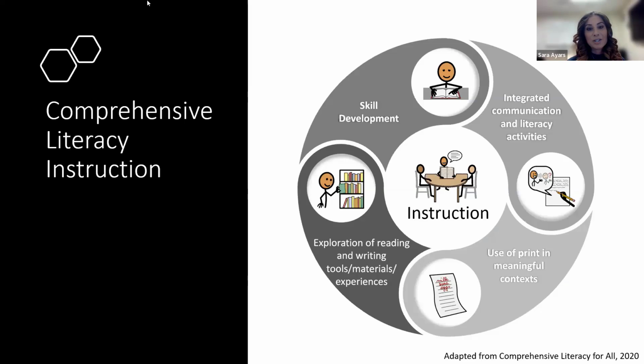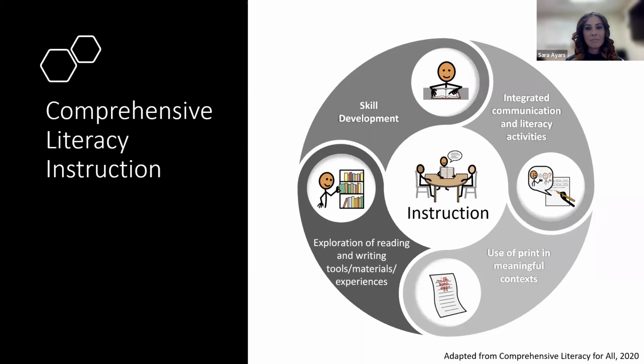So comprehensive emergent literacy instruction includes a mix of all of the things here. So it's skill development, integrated communication and literacy activities, use of print in meaningful contexts, and purposeful independent exploration of reading and writing tools, materials, and experiences. So when all of this is done really well with good instruction, it will lead students with complex needs to develop print concepts, alphabet knowledge, phonological awareness, language comprehension, and communication skills that will ultimately enable them to benefit from that conventional literacy experience and instruction.